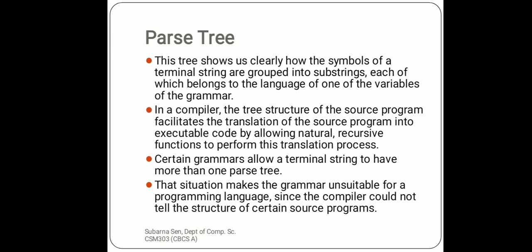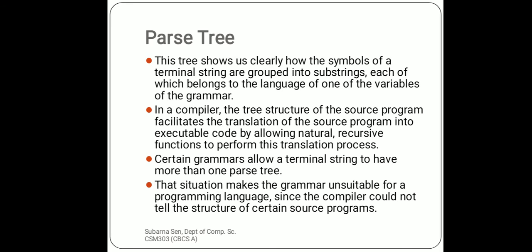Now we will see what parse tree says. This tree shows clearly how the symbols of a terminal string are grouped into substrings, each of which belongs to a language of one of the variables of the grammar. As we have seen, we can derive a particular language or a string from the production rules given. Here similarly we will use those production rules. We will derive our terminal symbols from the variables given, and using those variables and terminals we will draw a tree. That is our job.